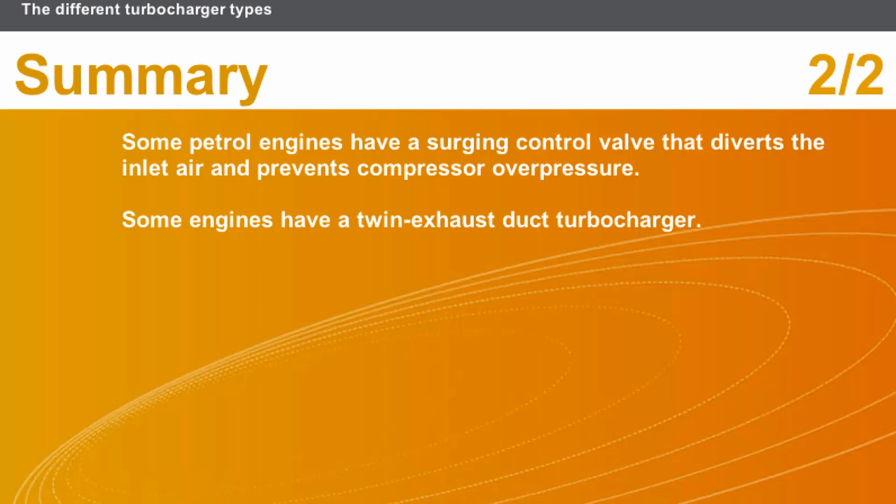Some petrol engines have a surging control valve that diverts the inlet air and prevents compressor overpressure. Some engines have a twin exhaust duct turbocharger.